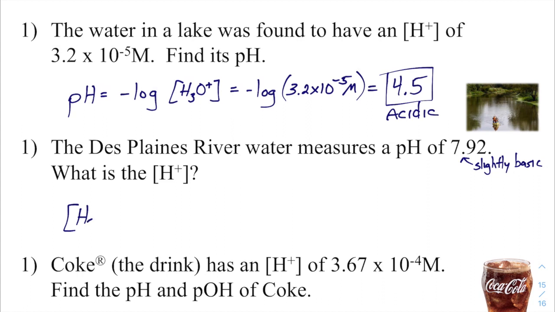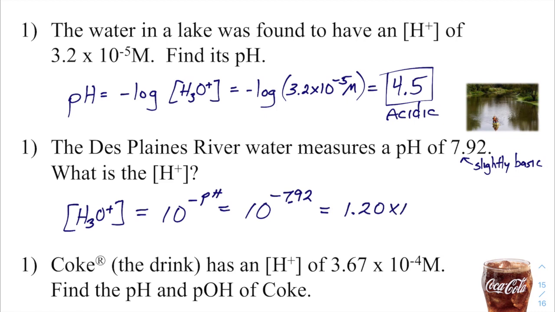So if I want to know the H3O plus concentration, I'm taking the number 10, because these are all log base 10, to the negative pH. So I just have to plug that into my calculator: 10 to the negative 7.92. I'm sure we all know how to do that. You use the little caret button, negative 7.92. And I get 1.20 times 10 to the negative eighth. And since I'm solving for concentration, this is going to be molar.